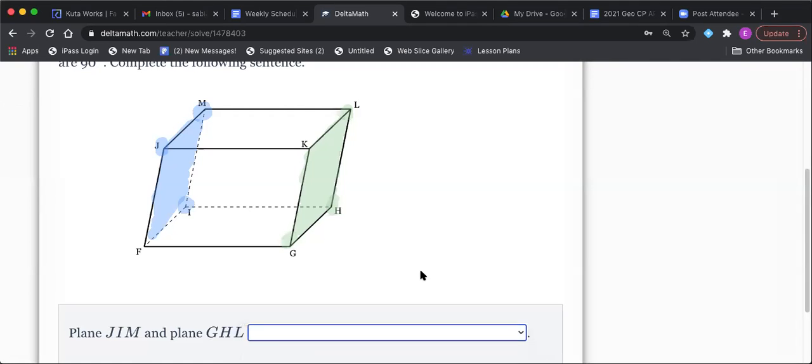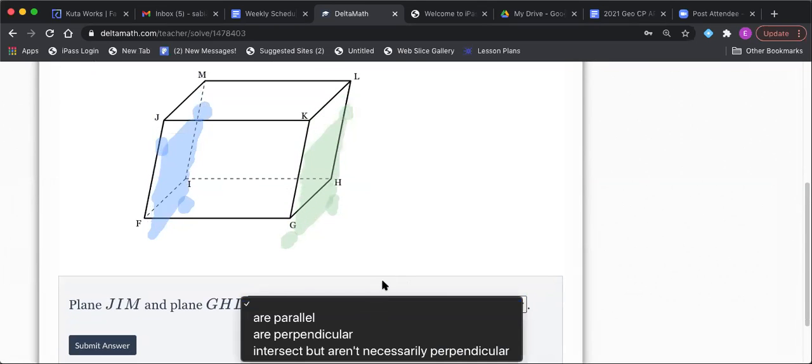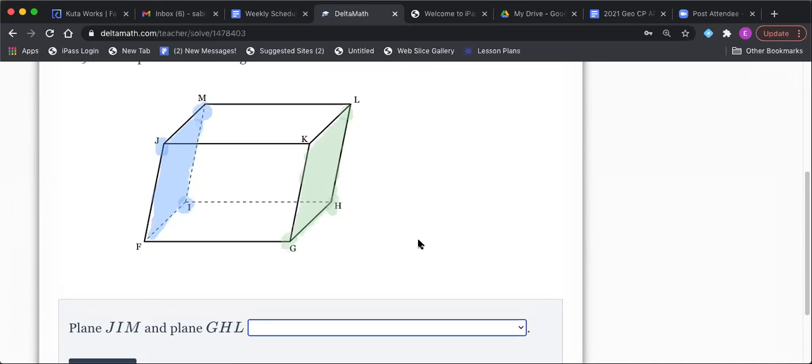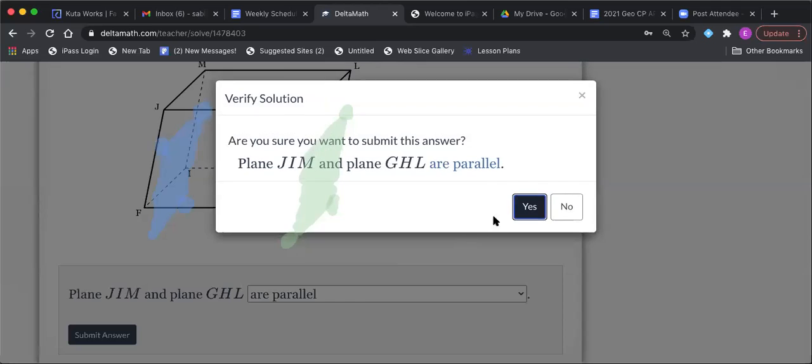Let me zoom down a little bit so you can see them all. There's your 3 choices: parallel, perpendicular, they intersect but they're not perpendicular. Those are the 3 options. What would you say for these 2? Lily's not here, so she can't answer. But Jay, you're here. What are these 2 planes? Yes, they are parallel. 2 sides of a box like that are always just going to be parallel to each other. Good.